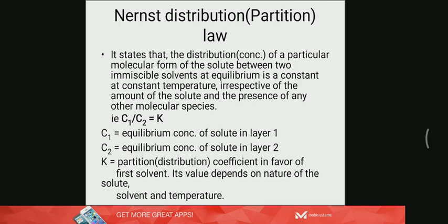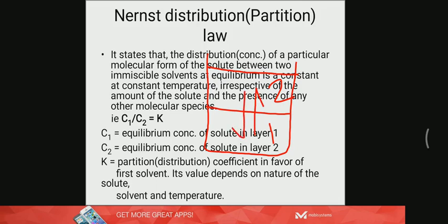So the case is, for example, you have a beaker containing water which contains some benzoic acid dissolved in it. So water is solvent 1, and to it we add some amount of benzene, which is an organic solvent, that is solvent 2. What happens? Benzoic acid originally present in the water layer will move to the benzene layer and get distributed between the two layers.